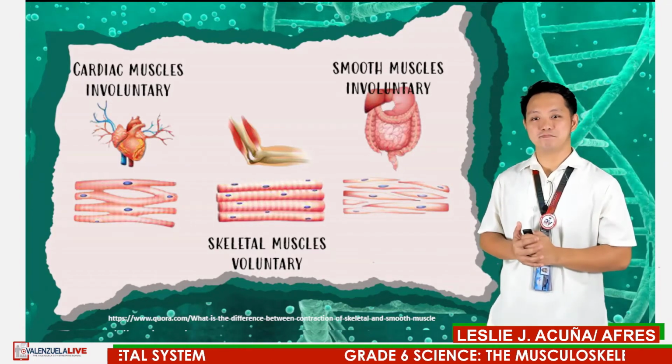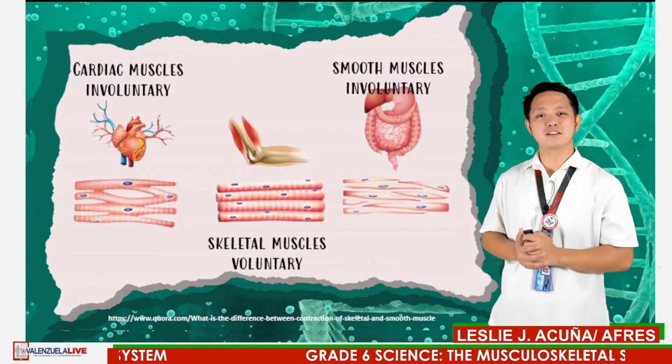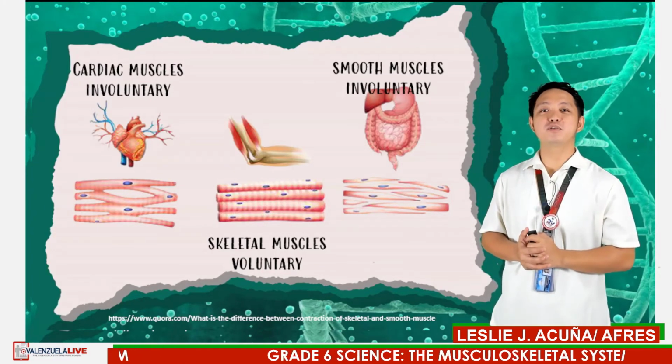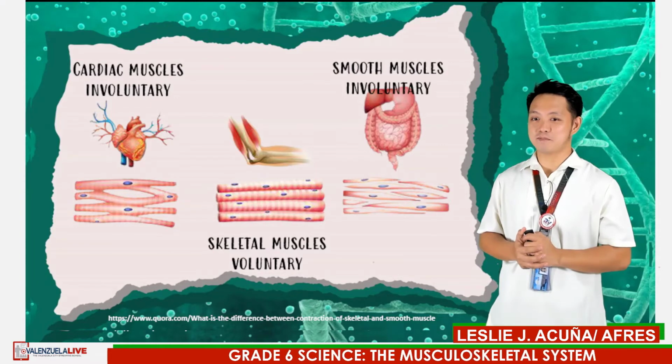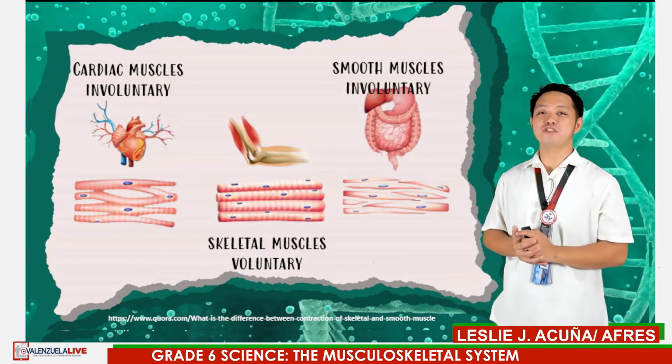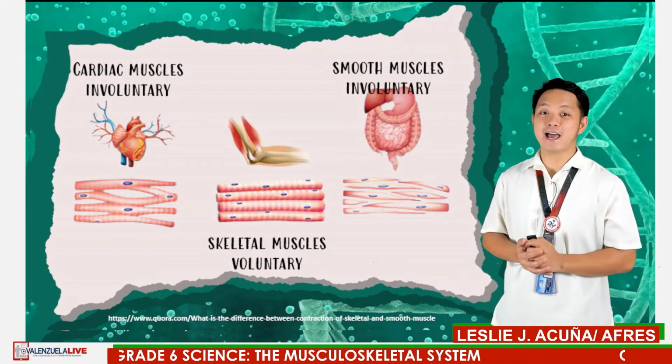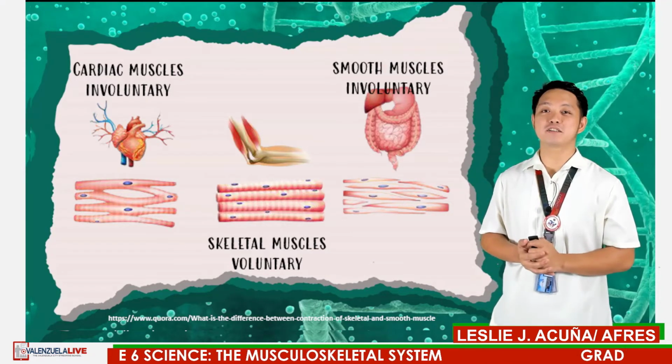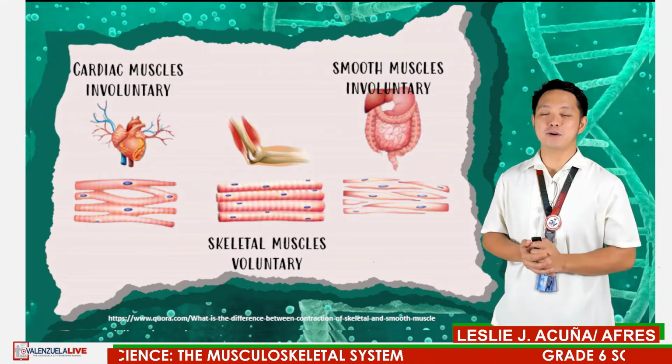When eating, the smooth muscles move the food through the digestive system, while the cardiac muscles of the heart move the blood to the different parts of the body.